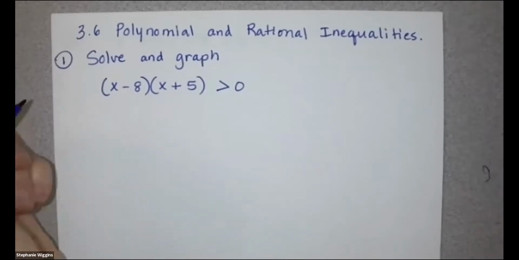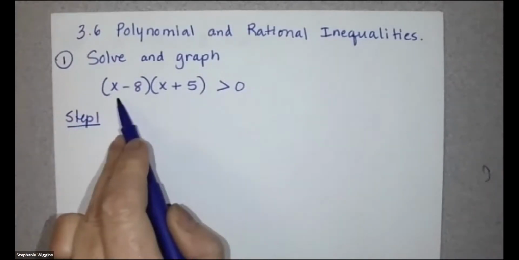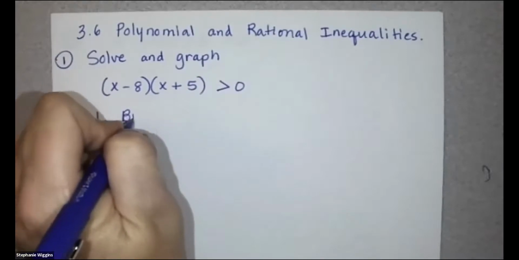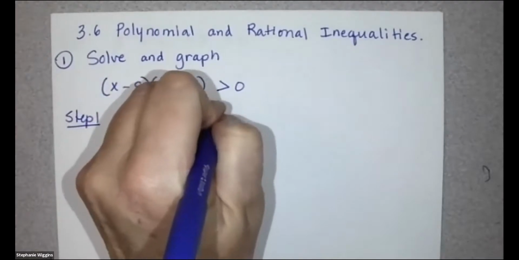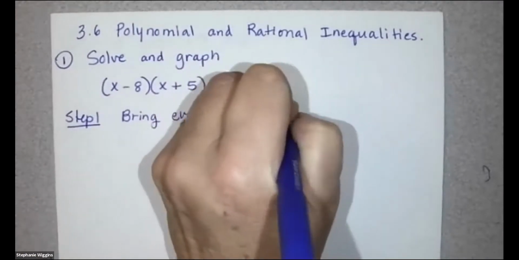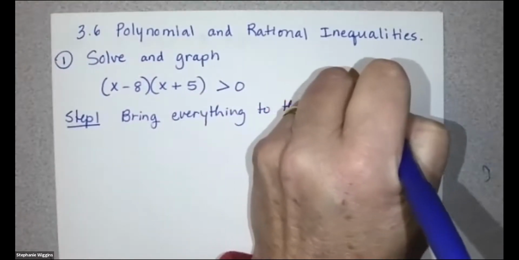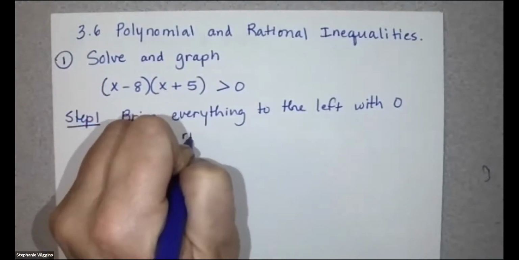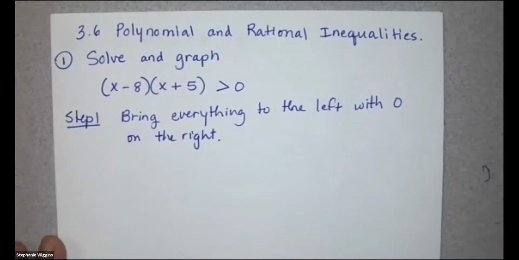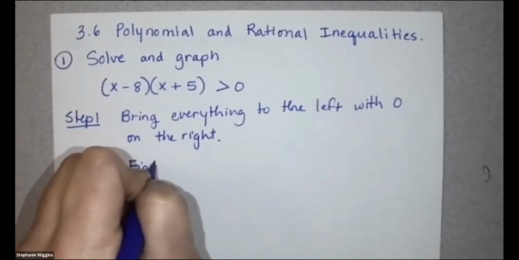Well, the first step in one of these problems is to bring everything over to the left, and you want 0 on the right. Then step 2 is find the zeros of the function.